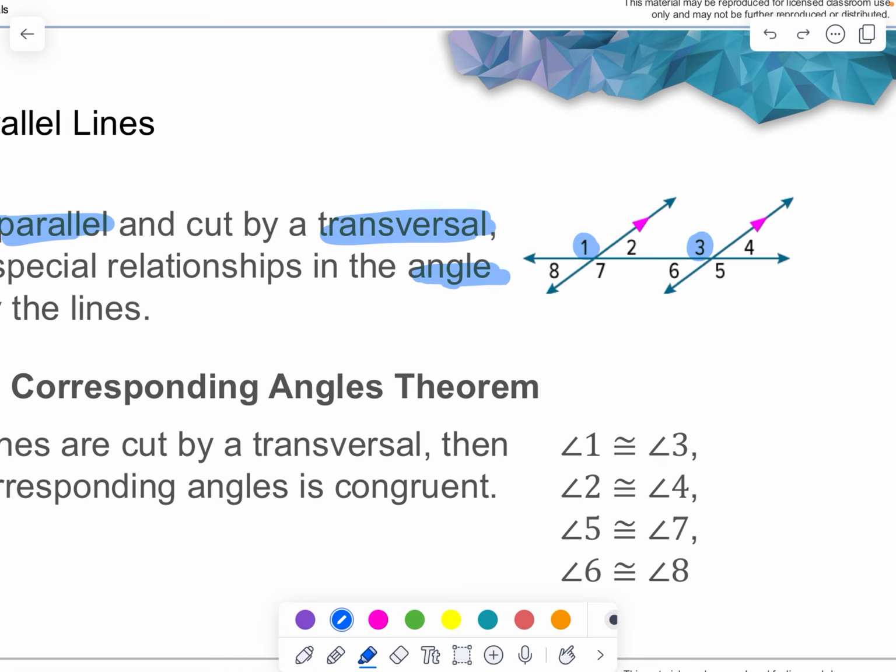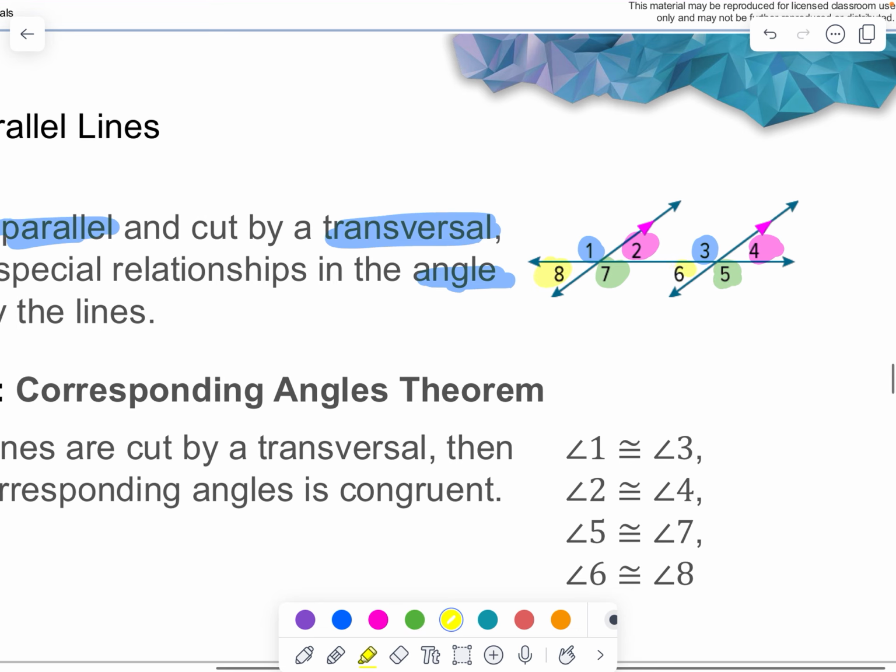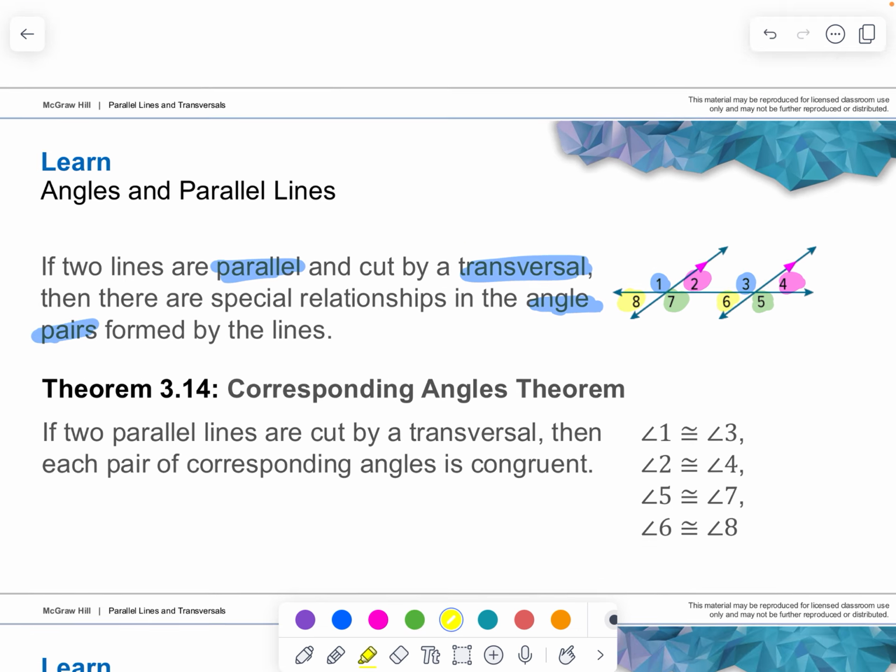Now we also know that 2 and 4 are congruent. Oh, sorry, I was going to go with colors. Here we go, highlight. 2 and 4 are congruent. 7 and 5 are congruent. And 8 and 6 are congruent. All of them.